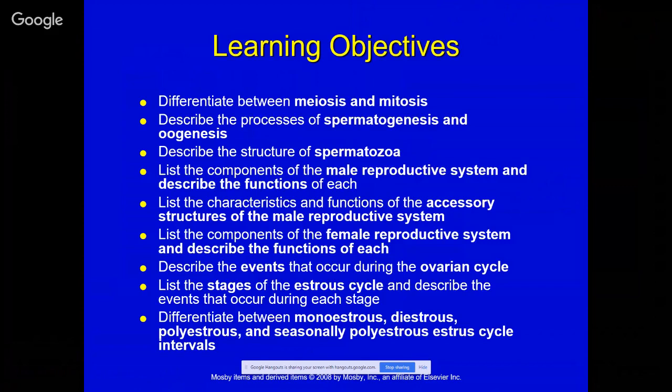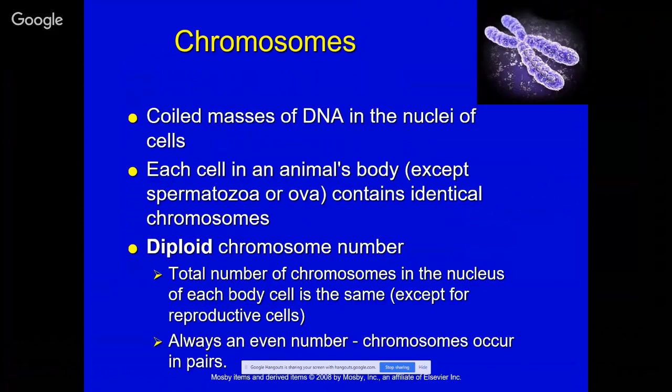We'll describe the events that occur during the Ovarian Cycle and then the stages of the Estrus cycle and describe what events occur during each stage. We'll be able to differentiate between monestrus, diestrus, polyestrus, and seasonal polyestrus-estrus cycle intervals. So let's start with chromosomes, very basic.